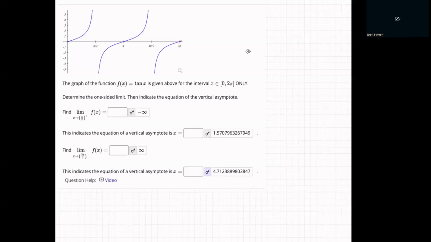Okay, so on this question, we're going to do something with this little function.